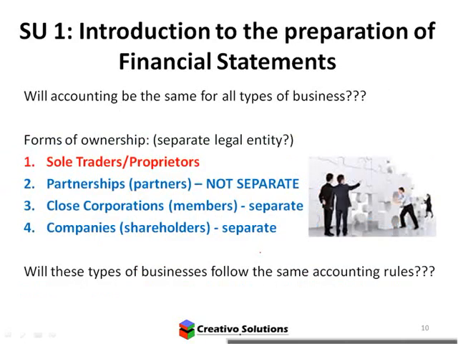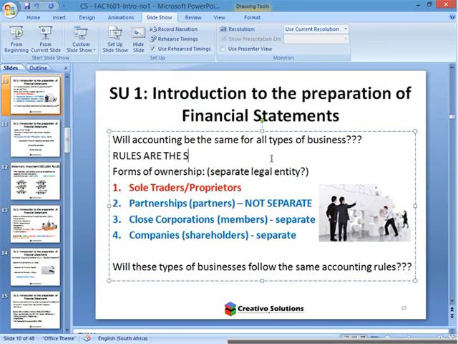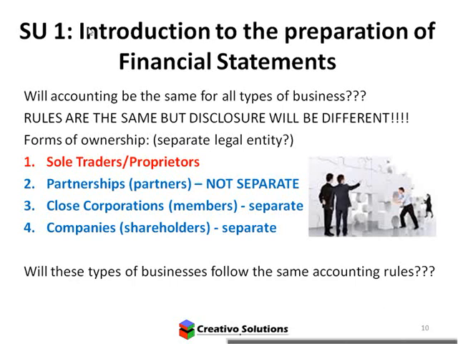Alright, so there's a note about all the types of businesses. We mentioned it earlier. Will the accounting be the same for all of them? Yes, the rules will be the same, but the disclosure, I didn't put a note here, let's type it in. Rules are the same, but disclosure will be different. So the word disclosure refers to what? Yes, presentation, layout, format, 100%. All of those entities are going to be following the same set of rules. The only thing that will change is the disclosure, how we present the information.